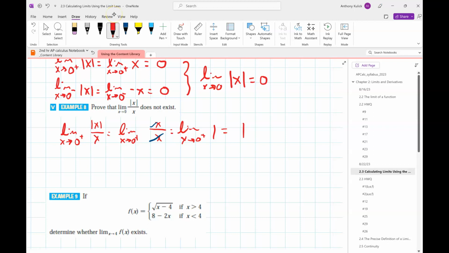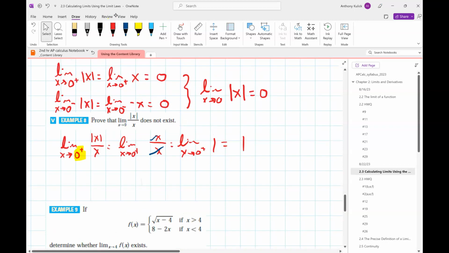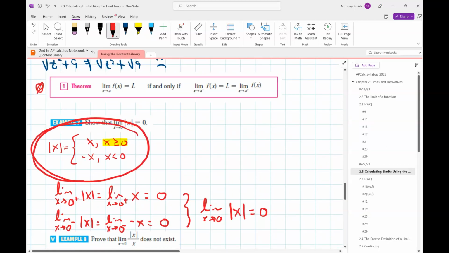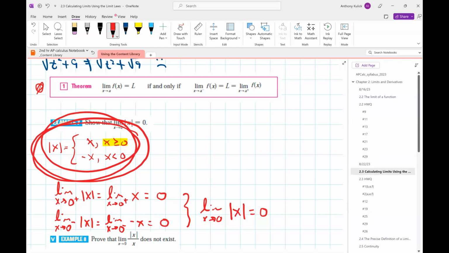Two people mumbled something at the same time, and I missed what either one of you said. I said, how did you take it out of the absolute value? Okay, because I looked at the limit from the right, I know that my definition of the absolute value is, if x is greater than or equal to 0, it's just x. So because I'm taking the limit from the right, it allows me to dump the absolute value symbol, which is what I'm trying to do. Does that feel okay? Okay.